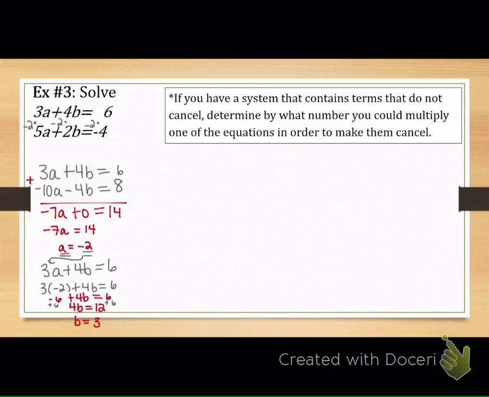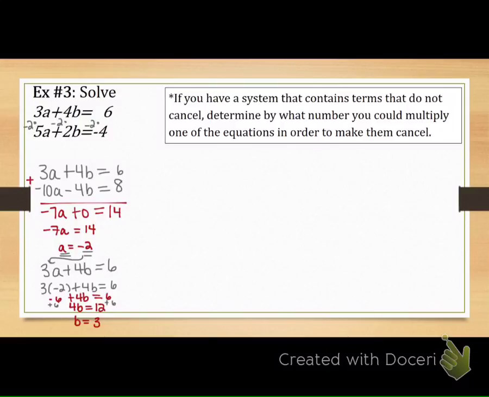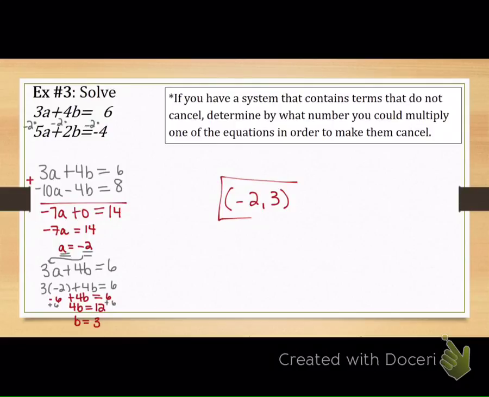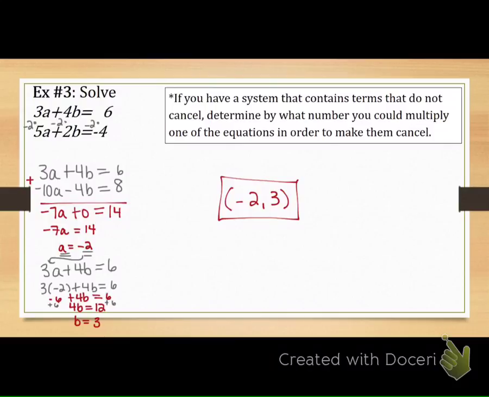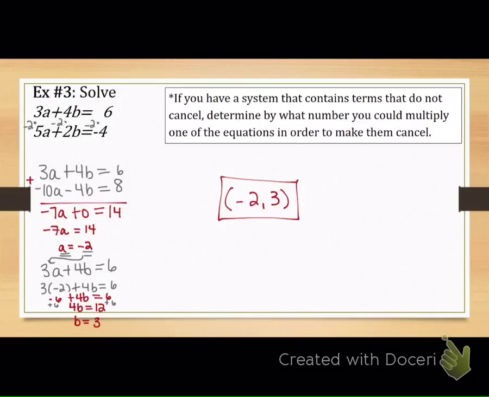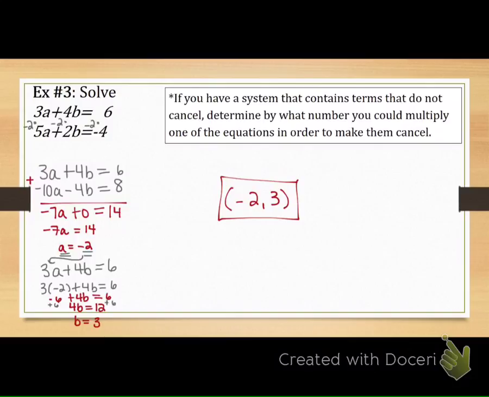So, Connor, what is my ordered pair? -2, 3. Alphabetical order. What's your question, Connor? This one, what if they both cancel? We'll talk about that. That one doesn't cancel. Every single one of them cancels? We're going to get to that one in just a second.